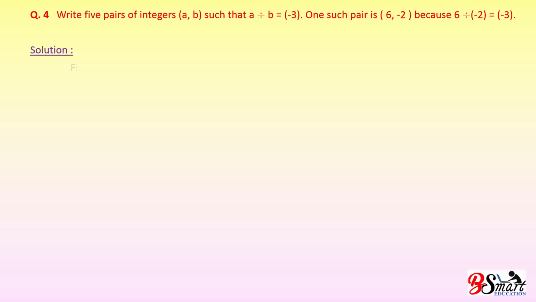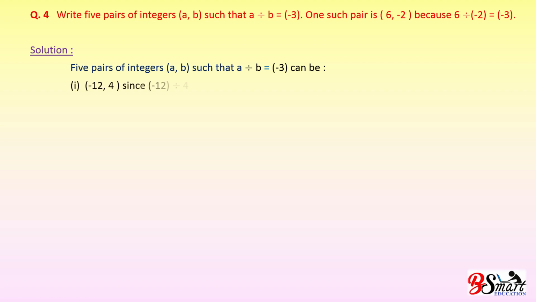Question number 4. Write 5 pairs of integers (a, b) such that a divided by b equals minus 3. One such pair is (6, minus 2) because 6 divided by minus 2 equals minus 3. Solution: 5 pairs of integers (a, b) such that a divided by b equals minus 3 can be, first one, minus 12 and 4, since minus 12 divided by 4. So 4 threes are 12. So that is minus 3.